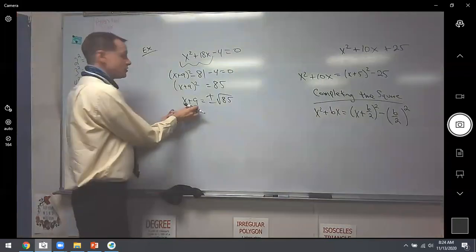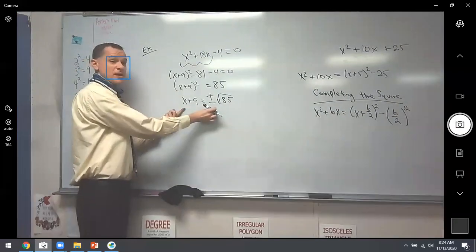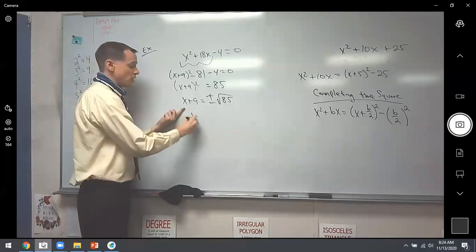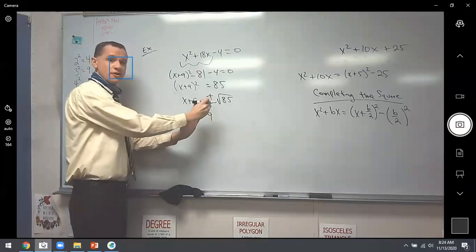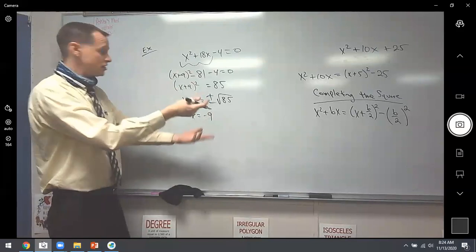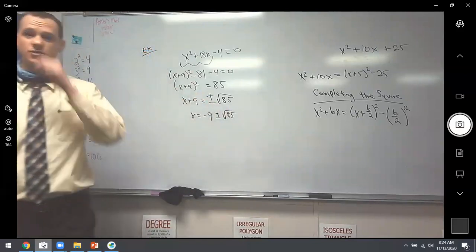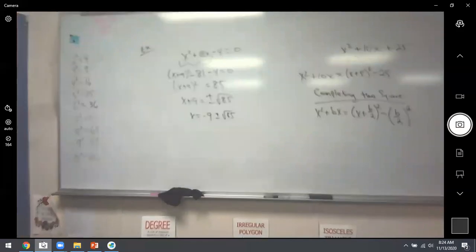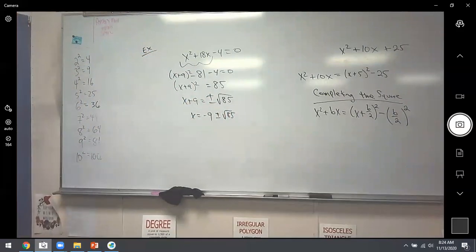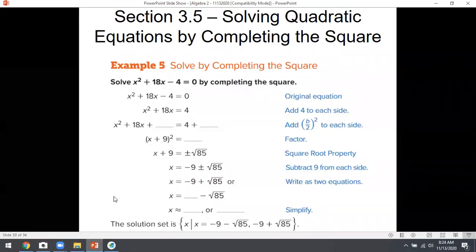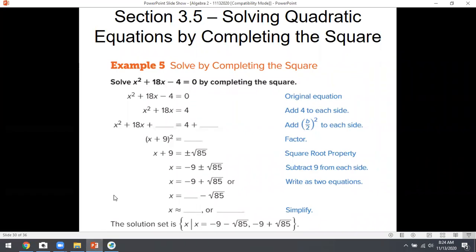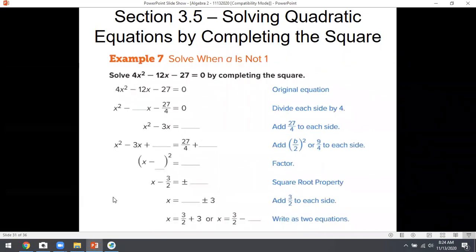And all you got to do now to get x by itself is just subtract this 9 over, making a negative 9 over here, right? So x is going to be negative 9 for moving that over. And then you either have plus the square root of 85 left over, or you had a minus square root of 85 left over. And either way, these are my two solutions. Negative 9 plus square root of 85 and negative 9 minus square root of 85. Getting the gist of it? As long as you got the formula, you're okay, right? I think so too. All right.